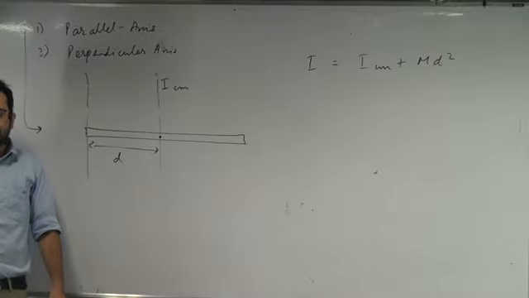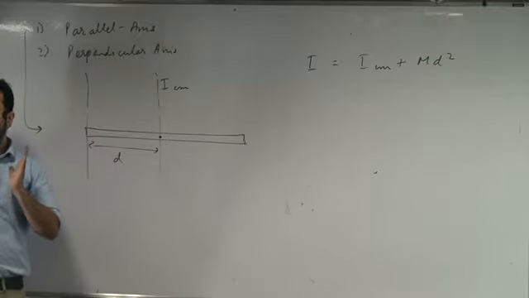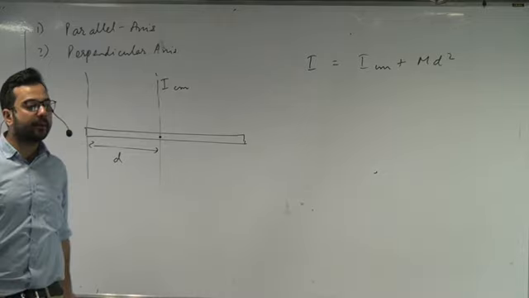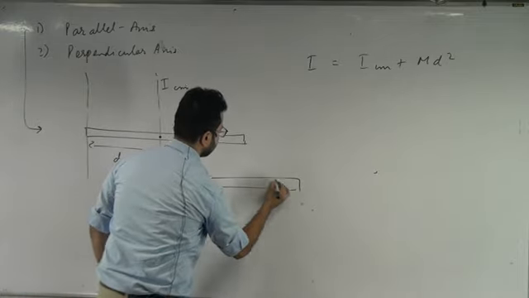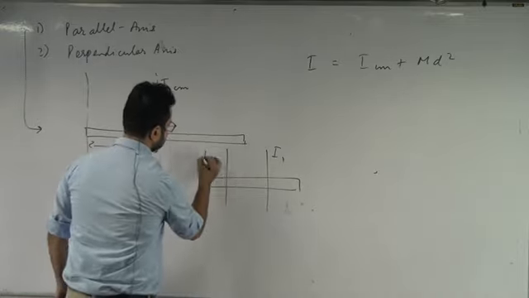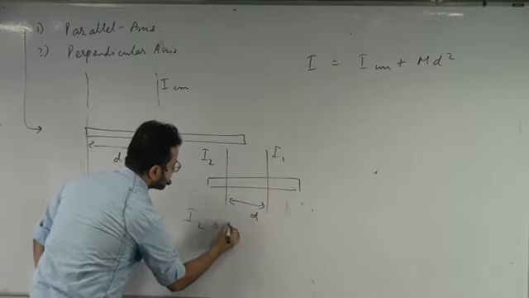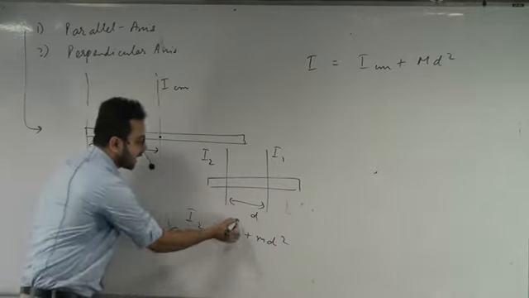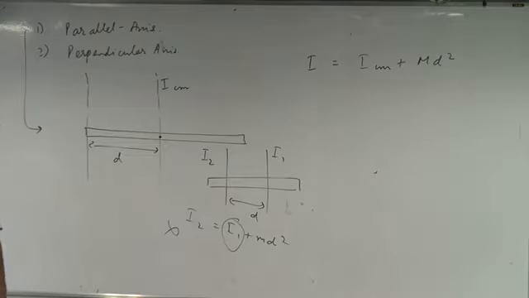And I_CM is the moment of inertia about the axis passing through the center of mass. It will not apply for any other axis. I cannot do this: I1, I2, with distance d between them. Can I write I2 is equal to I1 plus md square? I cannot write this, because this has to be the axis passing through the center of mass. I cannot use any other axis in this formula. Is that clear? Okay.